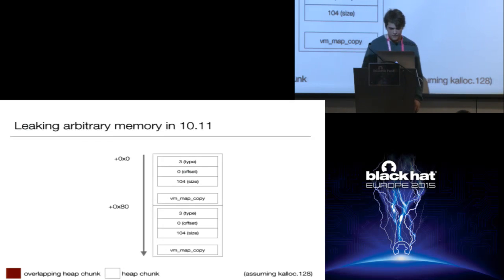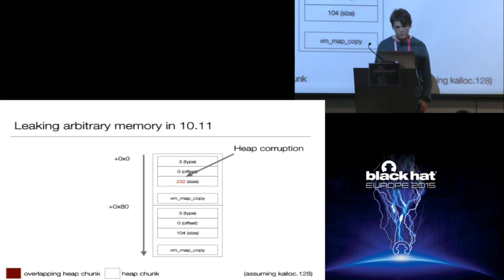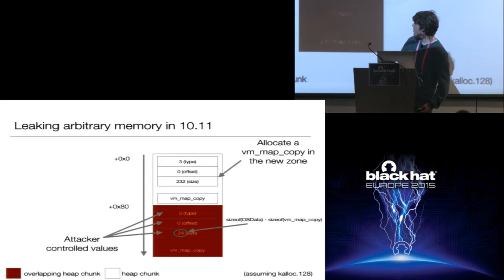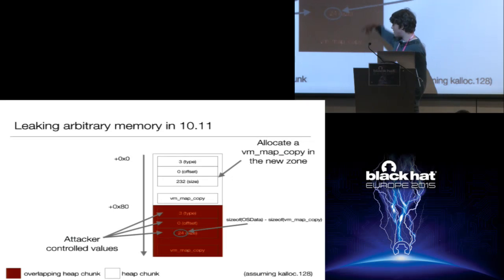Here's the memory layout of two adjacent vm_map_copies. And then we have some heap corruption. When we free the corrupted structure, this will happen. As you can see, these two objects are essentially overlapping in memory. And so when you create a new vm_map_copy, you can't read much, but okay. When you create another vm_map_copy, the data of the vm_map_copy overlaps the header of the second one.